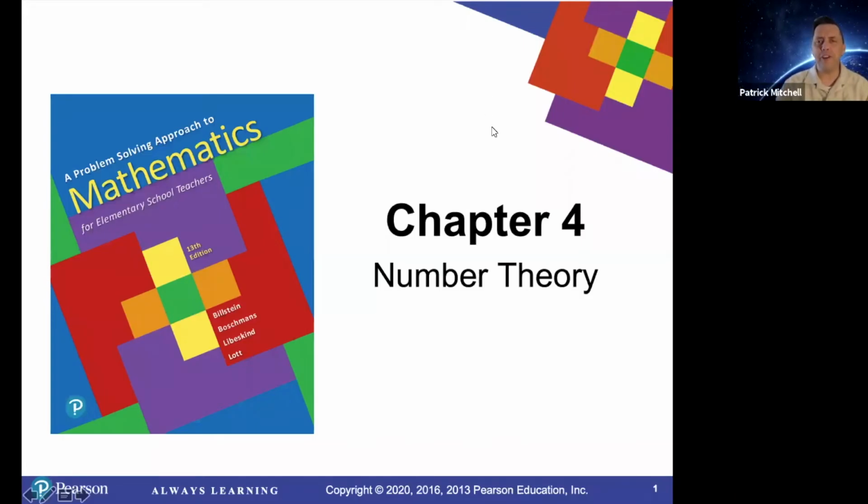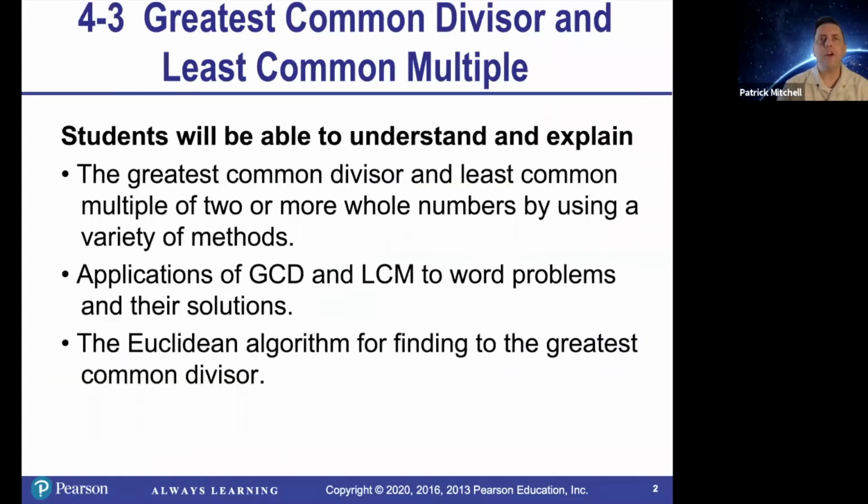We are finishing up chapter 4 today on number theory. And today we're going to be looking at section 4.3, greatest common divisor and least common multiple. In this section, we'll look at the greatest common divisor and least common multiple of two or more whole numbers by using a variety of methods, applications of GCD and LCM to word problems and their solutions, and the Euclidean algorithm for finding the greatest common divisor.